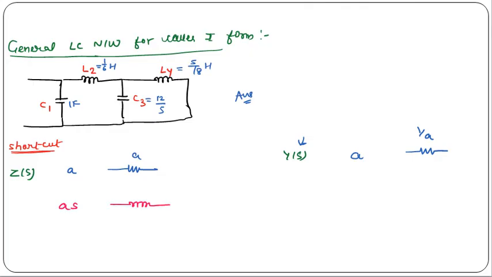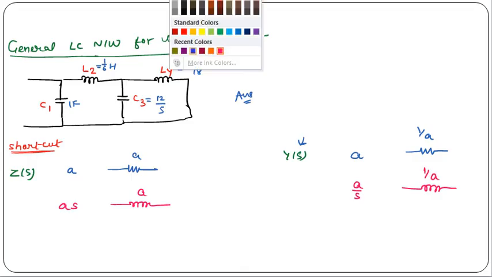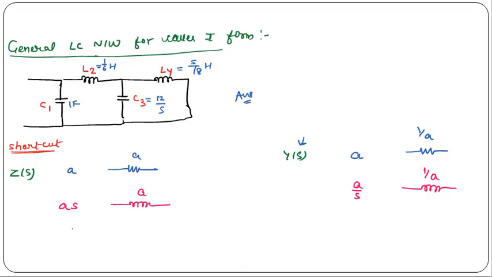So a into s simply indicates that it will be an inductor and the value of the inductor is a. And in Y of s, if you are getting a by s, this indicates that it will be an inductor and the value of the inductor will be 1 by a. The third possibility is that you might get an a by s term. If you are getting a by s while solving Z of s, then you get a capacitor and the value of the capacitor will be 1 by a. Similarly, in Y of s, if you are getting a s, you get a capacitor and the value of the capacitor will be a.